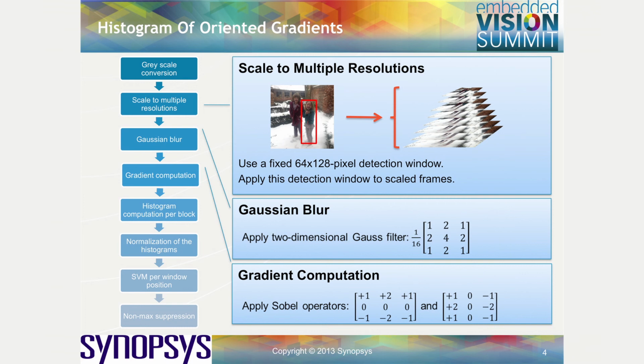After that, we do Gaussian blur, and we compute the gradient for every pixel. So for every pixel in this pyramid, we will end up with a gradient. Gradient has an orientation and a magnitude.